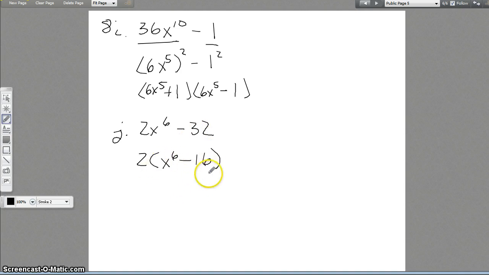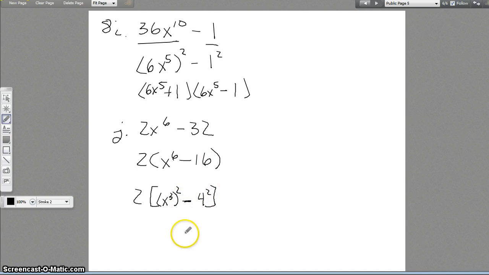Now, both of the terms that we have in the parentheses can be written as squares. So I'm going to write, what do we have to square to get x to the 6th? That would be x cubed. So this is x cubed squared, because 2 times 3 is 6. What do we have to square to get 16? That would be 4 squared. And we're taking the difference of these two squares.